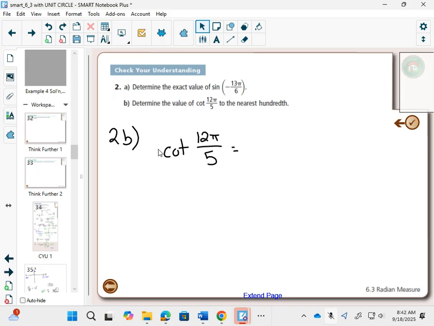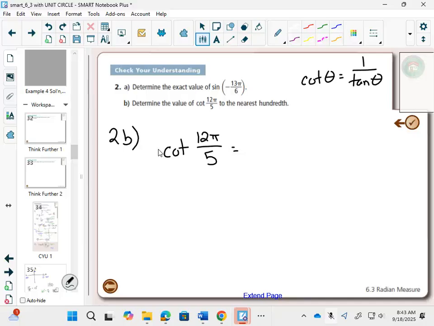So I'd like you to take out your calculator, and we know from our reciprocals that cotangent is the reciprocal or the flip of tangent. So I would like you to do a little bit of problem solving. If you know this, type something into your calculator and get a decimal for this.